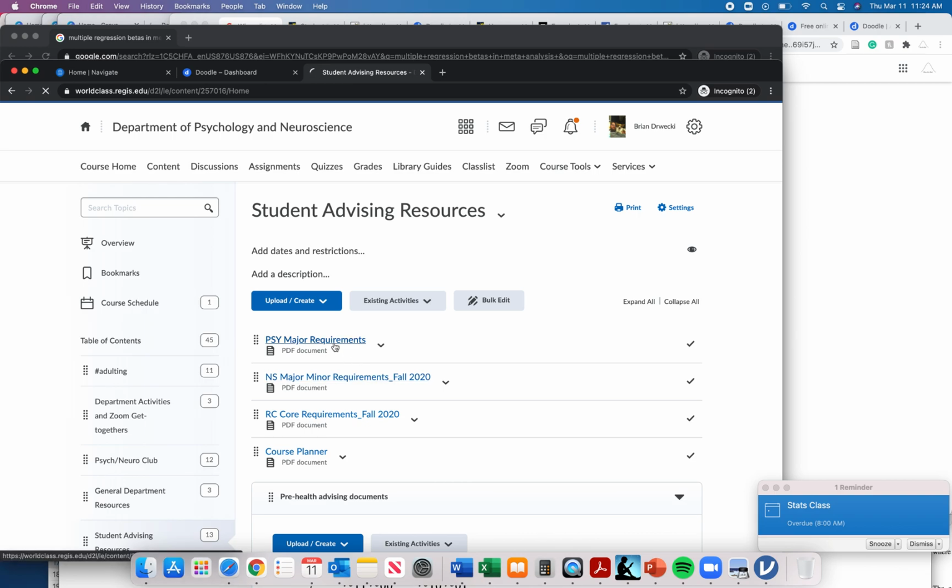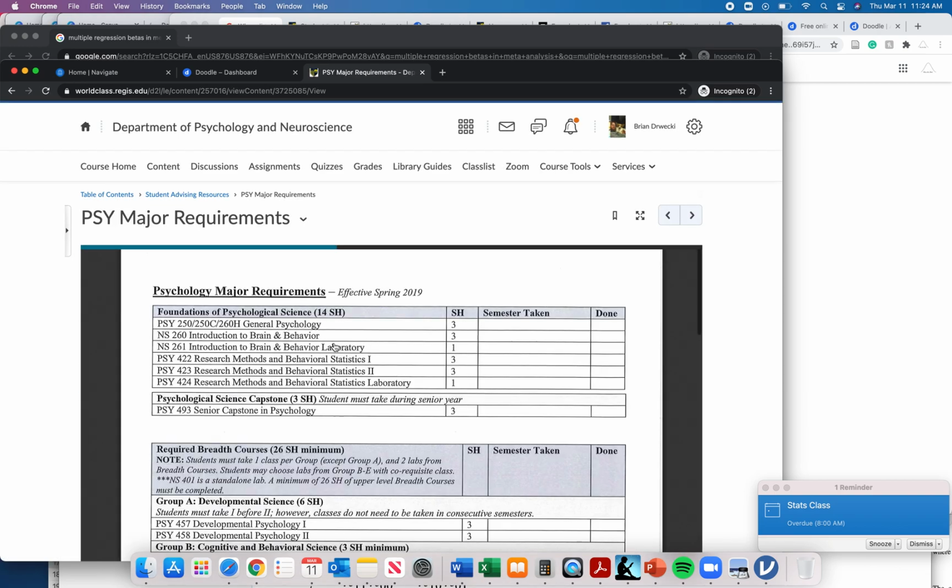So I just want us to look at what's expected, just real quick. What do we expect you to complete by the end of your 4 years? This is just for the major. You are expected to take intro psych or transfer in, right? That's common. Intro to brain and behavior in the lab. Research methods 1 and 2 in the lab. And senior capstone, which you take your senior year.